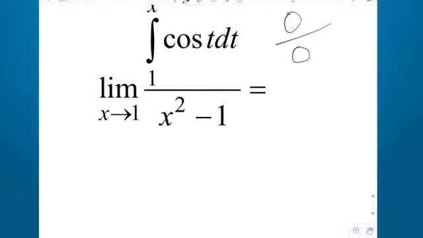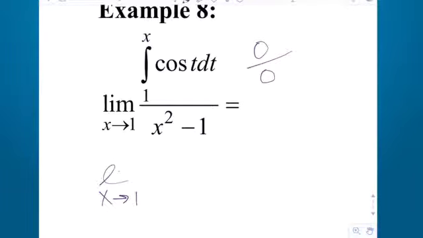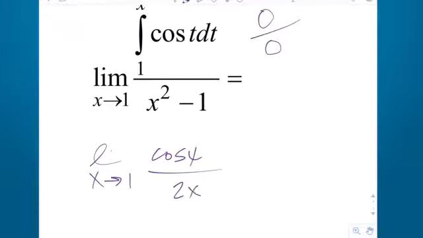Yep, sure is. By L'Hopital's rule, the limit as we approach 1 is the derivative of the top, the derivative of the integral. It's the integrand, the fundamental theorem of calculus part 2. Because we're going from a plain old number to plain old x, it's just the integrand as a function of x. Remember the general procedure though: you plug in the top for t, so it's cosine of x times the derivative of x, which is 1, minus plug in the bottom, cosine of 1 times the derivative of 1, which is 0. So that's why it's gone. And the bottom is just 2x.